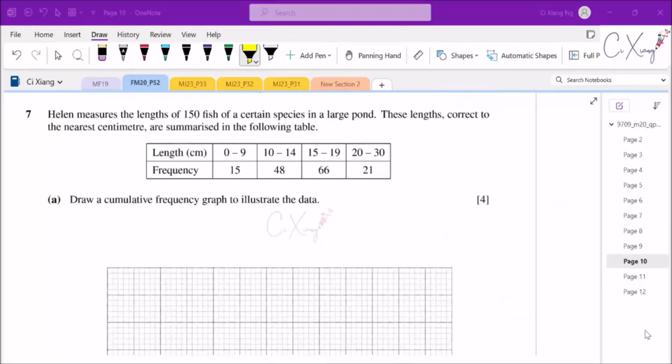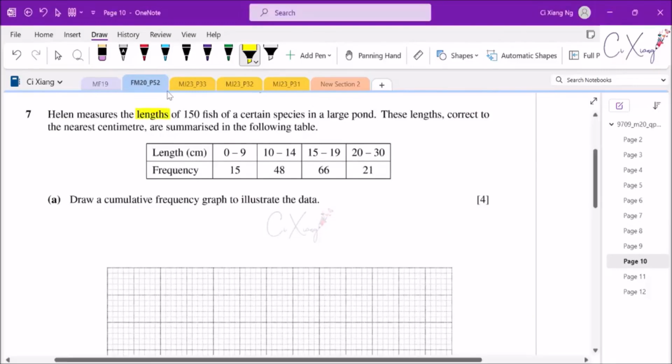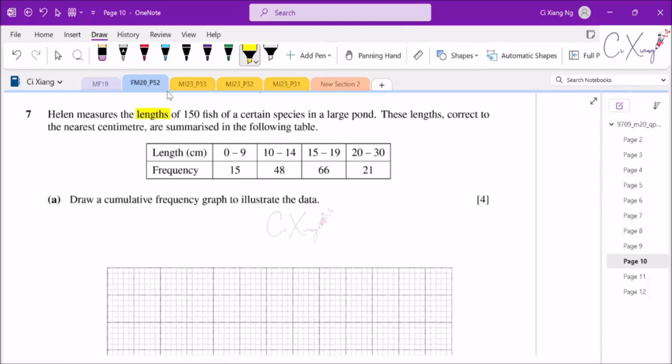Okay, so now we come to the last question for this paper, question number 7. We are given the lengths of 150 fish of a certain species, and the lengths, correct to the nearest centimeter, are summarized in the following table. So this is the table that we have. They are talking about the length. They want us to draw a cumulative frequency graph to illustrate the data.